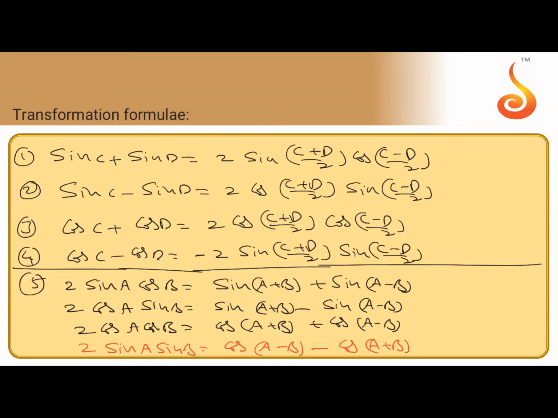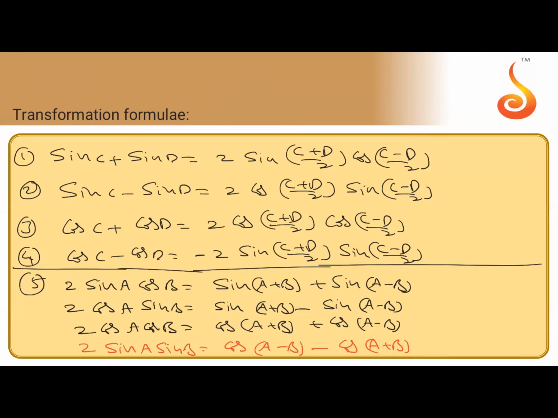This is the sum to product formula. When there is a summation, you have to make a product. You can use sin C plus sin D, sin C minus sin D, cos C plus cos D, and cos C minus cos D. There are only 4 combinations. There is no formula for tan C plus tan D, only sin cos combinations. And this is product to sum. If they give a product, we have to make a summation: 2 sin A cos B is sin A plus B plus sin A minus B.